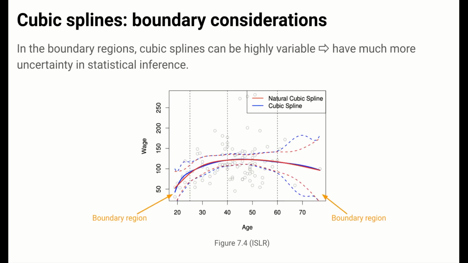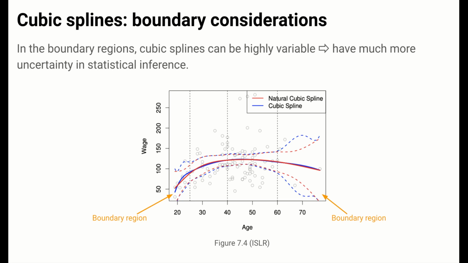One problem that arises with cubic splines is that in the boundary regions, which are the regions lower than the smallest knot and higher than the largest knot, cubic splines can be highly variable. In other words, we have much higher uncertainty in the function estimate in these regions. In technical terms, this results in higher standard errors for the predicted values in these boundary regions.